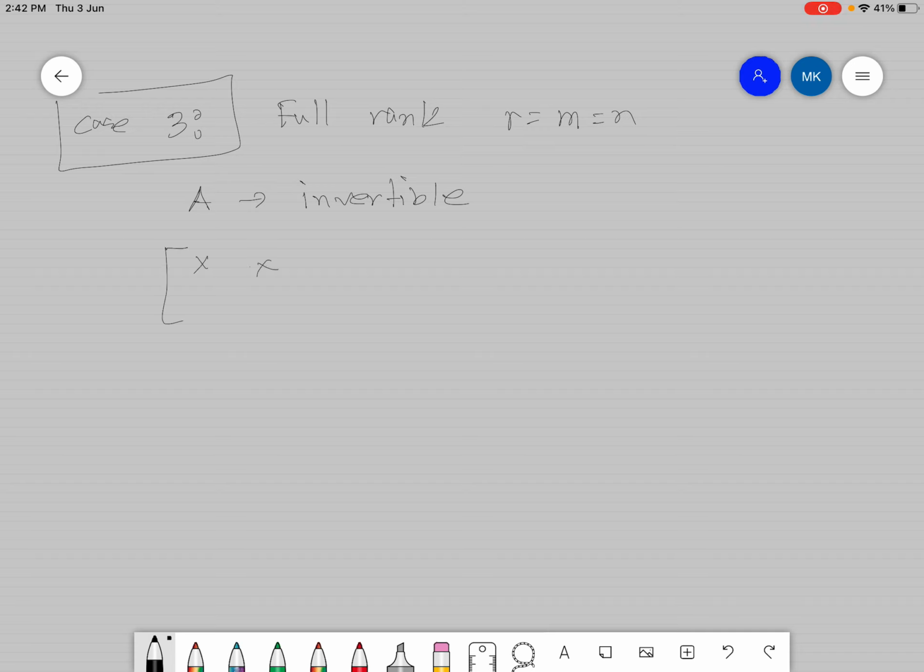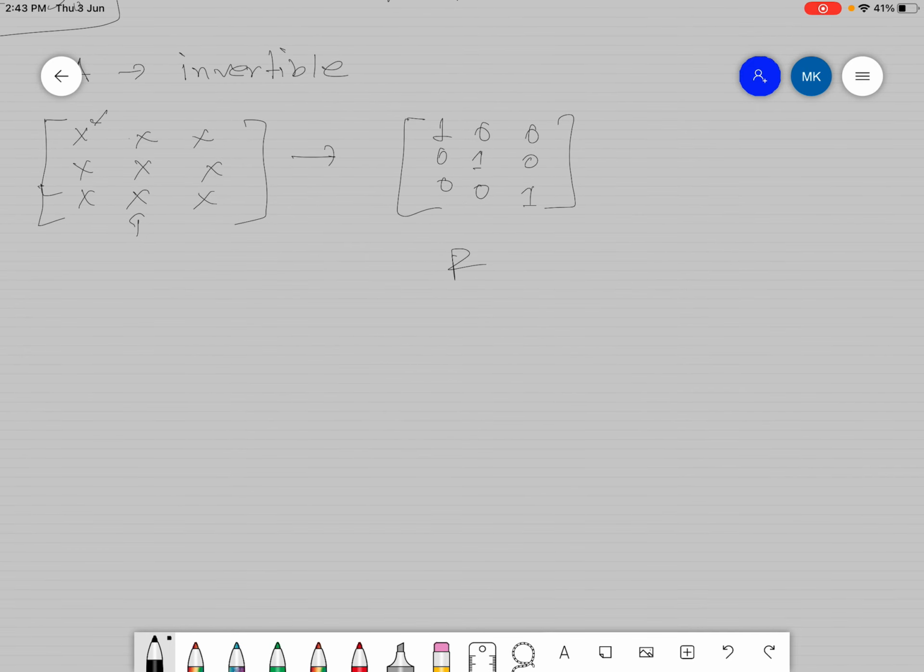So you have these columns, and no column is dependent on any other column. So the row reduced form of this would be 1 0 0, 0 1 0, 0 0 1. Okay, and as you have this structure, there would be no solution for the null space except the 0, right?